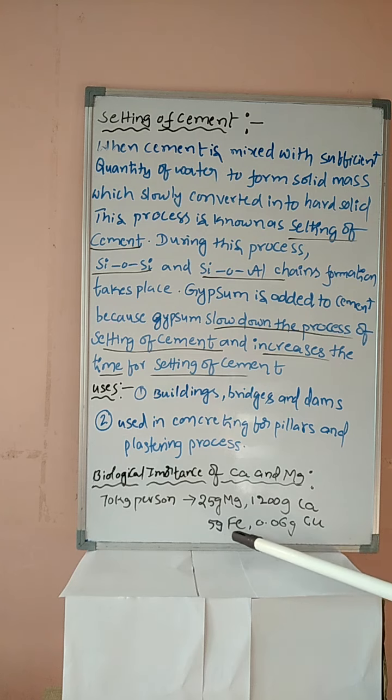We know that for iron, however important it is, only 5 grams is required. But magnesium is required at 25 grams, nearly 5 times, and calcium is required at 1200 grams. These values also sometimes they will ask, student.